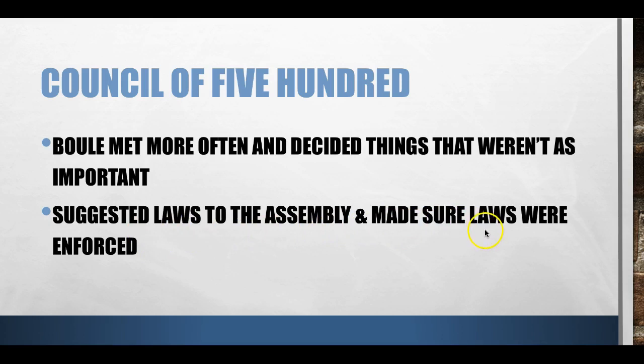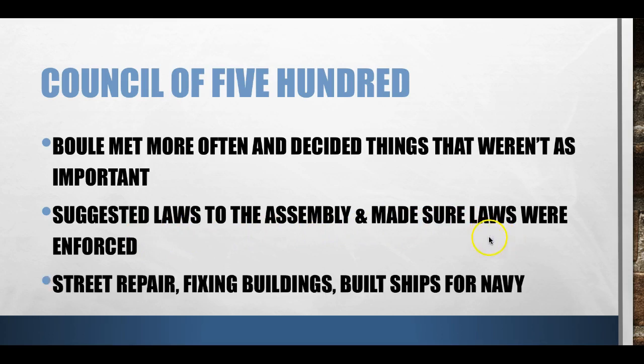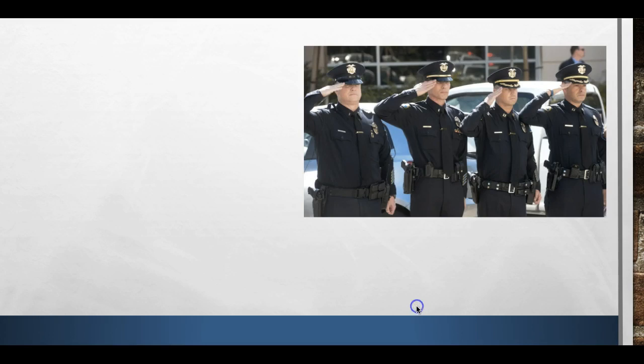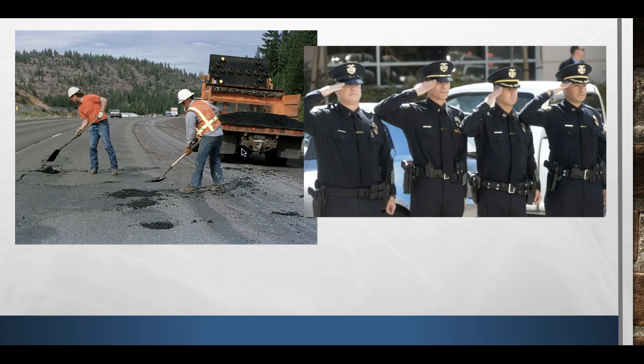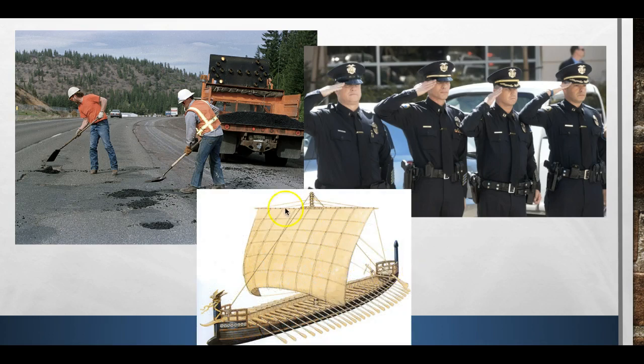They also made sure that laws were enforced. They also did things like they fixed streets if they weren't smooth and it was hard for their carts to get over them. They helped to fix buildings, and they built ships for the Athenian Navy. Okay, so I have some graphics for you. So remember that they enforced laws. That would be like our policemen today. They fixed roads, they fixed buildings like we have workers do today. And then they also built ships for the Navy. And this is a Greek ship from ancient times.